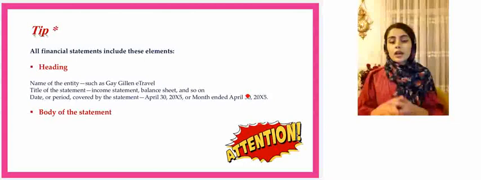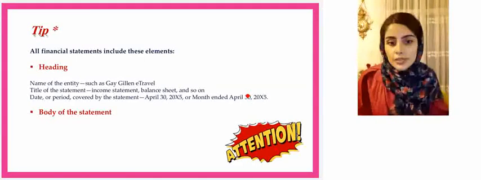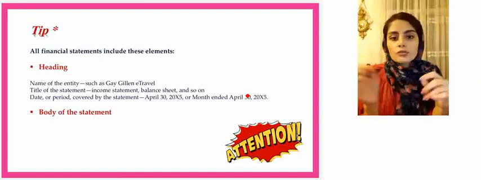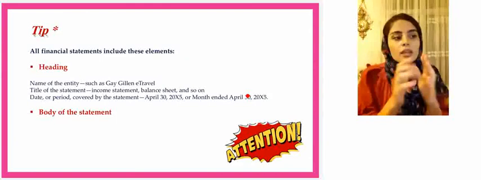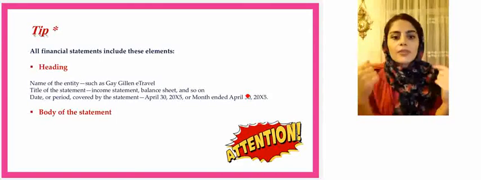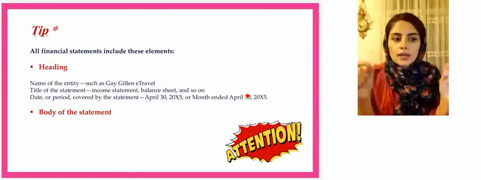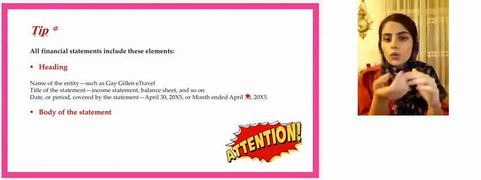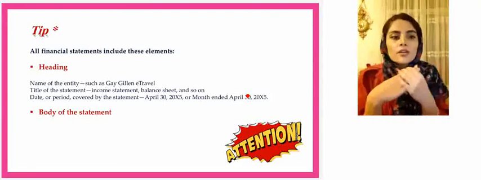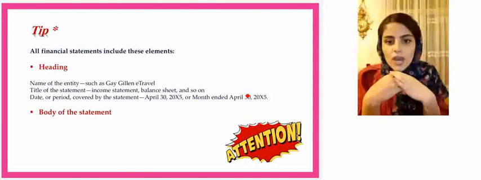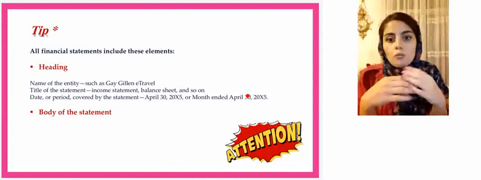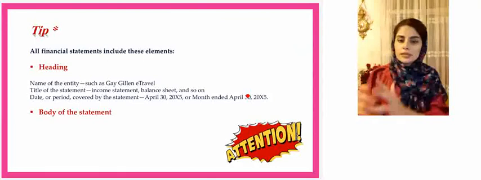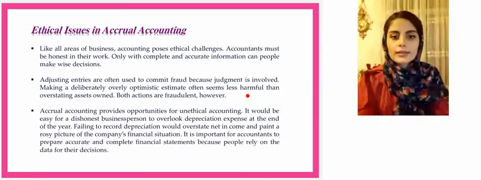Here we have some tips that I talked to you about before. It was about the financial statements, which were really important when we prepare them. We should have the heading and the body of the statements. On the heading, the first line is the name of the company. Then the second line is the name of the statement, which is income statement, statement of owner's equity, balance sheet, or so on. And then the date or period covered by the statement, which is April 30th, 2005, or month ended April 30th, 2005. And then the body of the statements as we saw on the last pages.